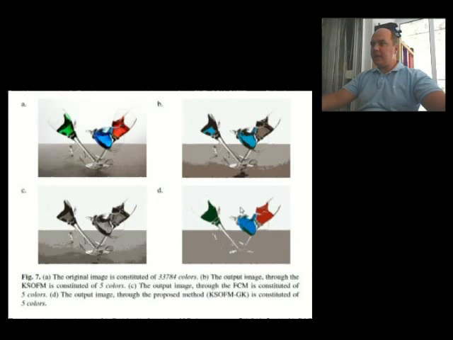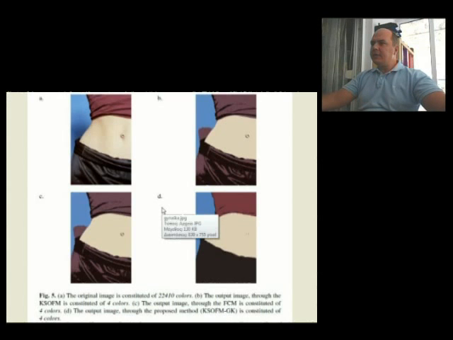The original image A is constituted of 33,000 colors and the other three images only of 5 colors. Image D is the product of our work, while image B is the product of SOM and image C is the product of SOM in combination with the fuzzy c-means algorithm. You can also see the better clustering product in these 4 images, where A is the original image with 22,000 colors and D is our final result with only 4 colors.